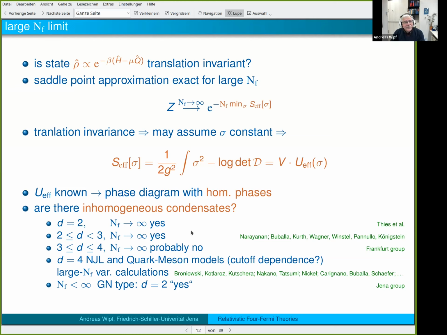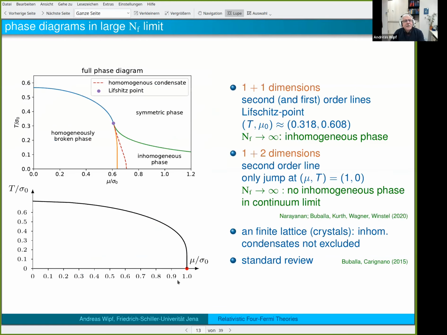But still, there was always this discussion: is this really an artifact of NF going to infinity, these inhomogeneous phases? We have looked at that and studied these theories with Monte Carlo simulation at NF less than infinity. And in D equals 2, we still found inhomogeneous phases. I will come to that. So this is a yes, in quotation marks. And we have some results in D equals 3 dimensions as well.